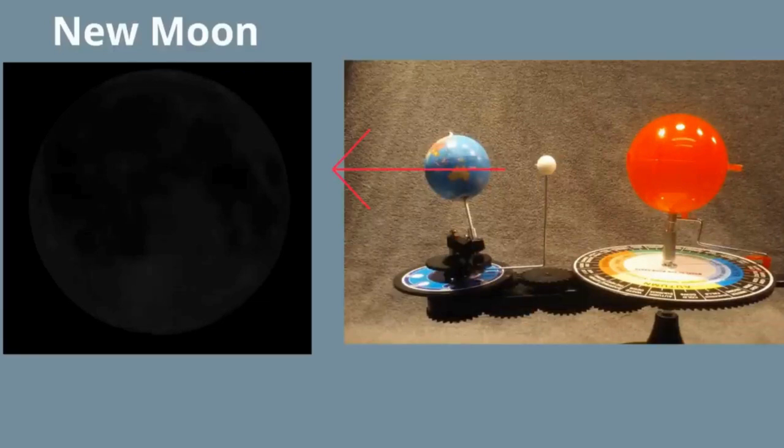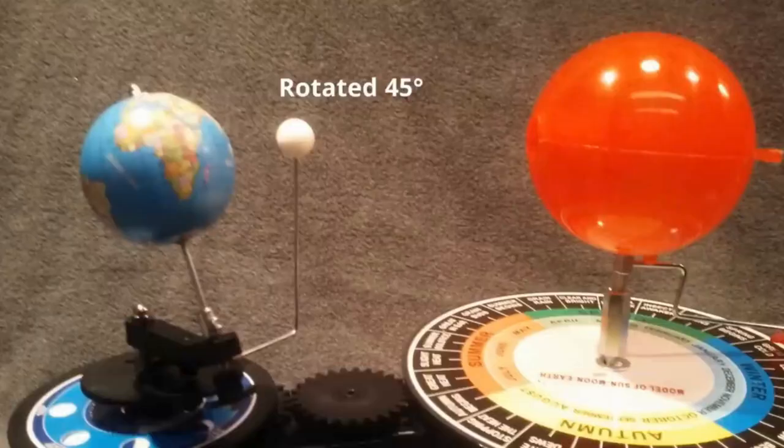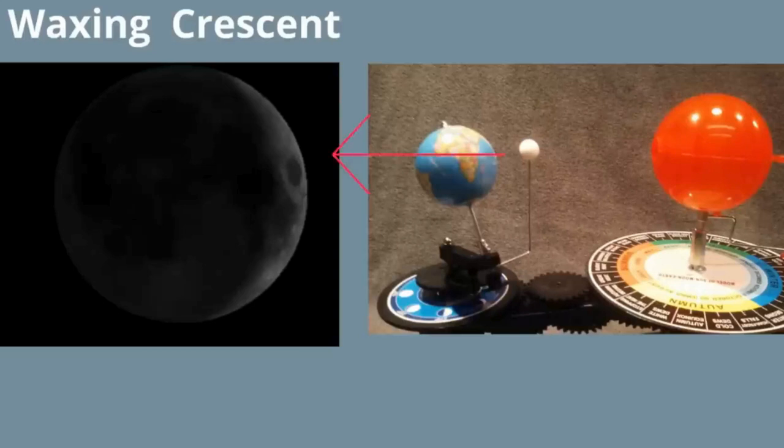So after roughly 3.5 days, the moon has moved 45 degrees and is at waxing crescent. Here's the alignment. Waxing means that the sunlight is getting larger and crescent is the shape. And here's what it looks like.